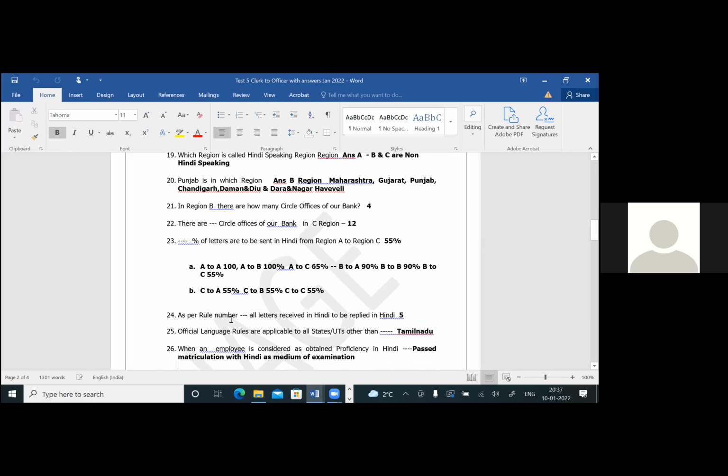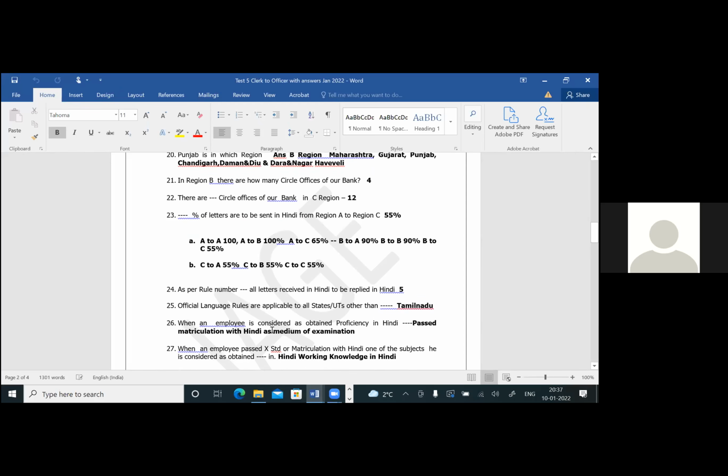Then, as per which rule number should all letters received in Hindi be replied to in Hindi? Rule number 5. Note it in mind: whichever region it is, A region, B region, C region, all letters received in Hindi are to be replied to in Hindi only. This is as per rule number 5. Okay. Official language rules are applicable to all the states and union territories of India other than Tamil Nadu.